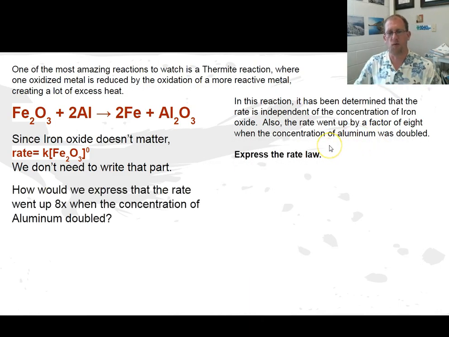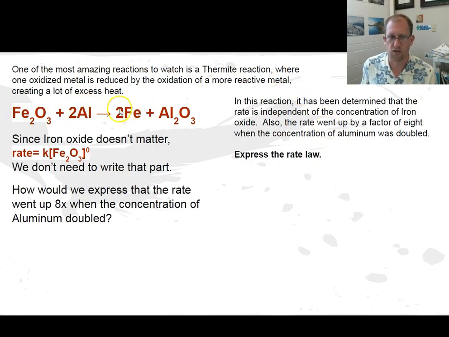How would we express that the rate went up 8 times when the concentration of aluminum is doubled? So doubling means that it's 2, right? Then the rate went up by 8. How do you get from 2 to 8 by using powers? 2 to the 3rd power is 8. So that means we must have the concentration of aluminum raised to the 3rd power.